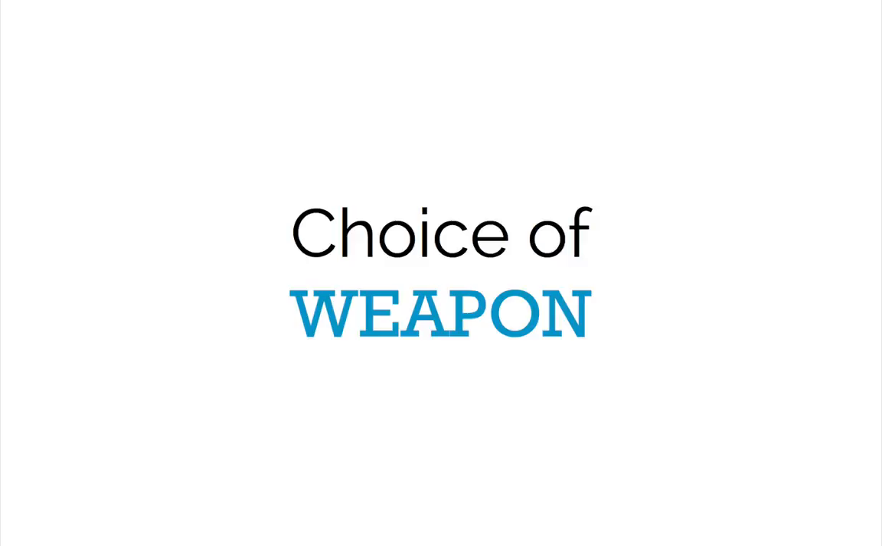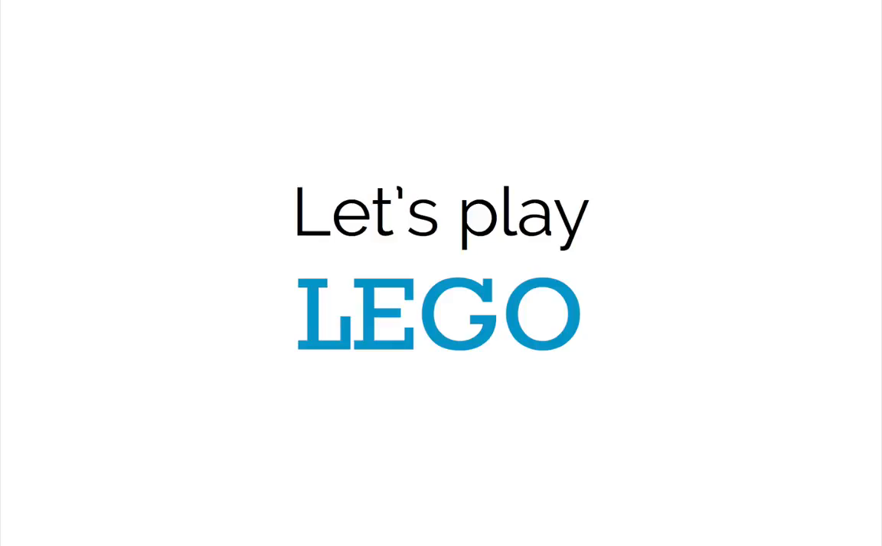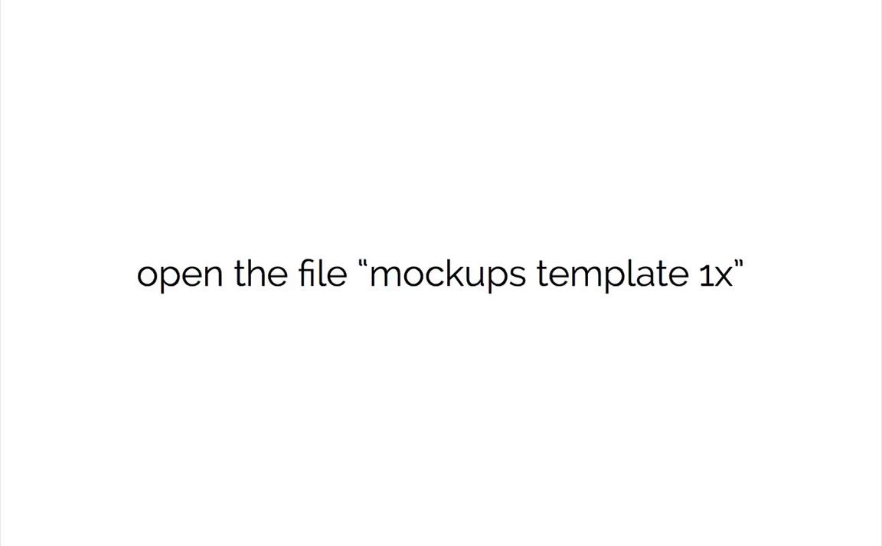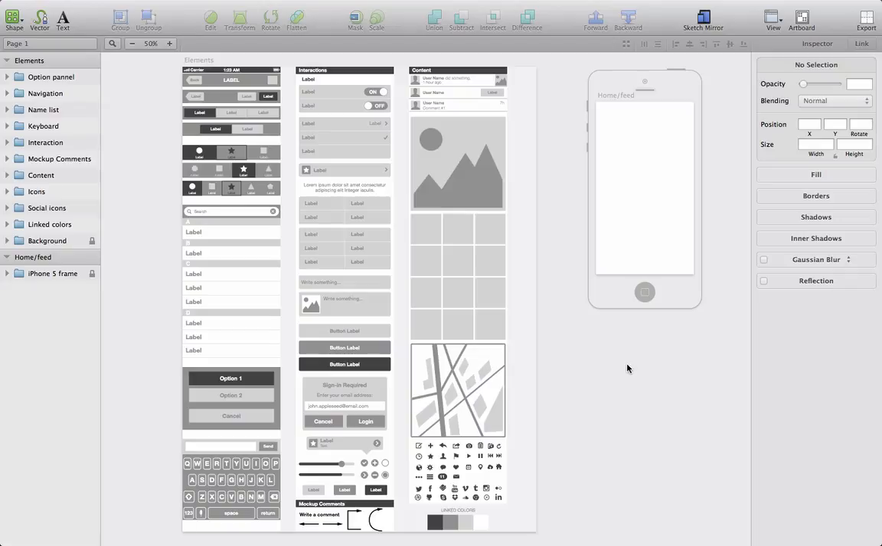For now, don't worry if you don't understand and if I don't explain what everything you see is for. I'll explain everything later. We're just going to play Lego, and all you need to know is how to copy and paste. In case you don't know, it's Command C to copy and Command V to paste. I've created a template that you can find in the files you've downloaded at the beginning of this course. It's in this course folder and it's called Mockups Template 1x. You can also find it in the templates folder. This template contains all the basic elements you need to build your mockups.